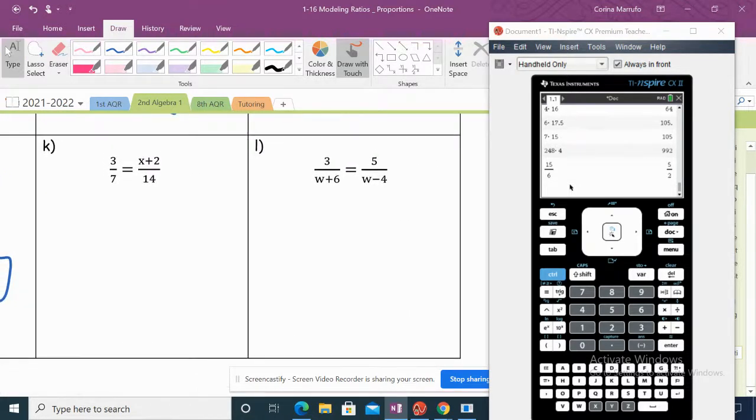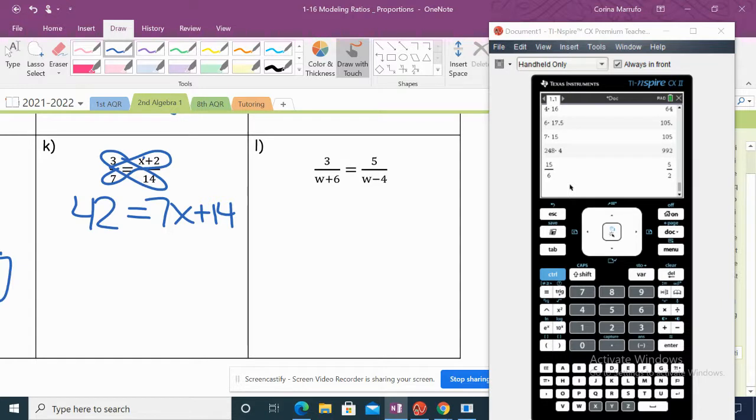The next one. So here, we're going to cross multiply. 3 times 14 gives us 42. And then this time when we multiply 7, there's an x and a 2 on this side. So we can't just multiply the 7 times the x. We also have to multiply the 7 times the 2. Okay, so you can't forget that part. So 7 times x is 7x. 7 times 2 gives us 14.